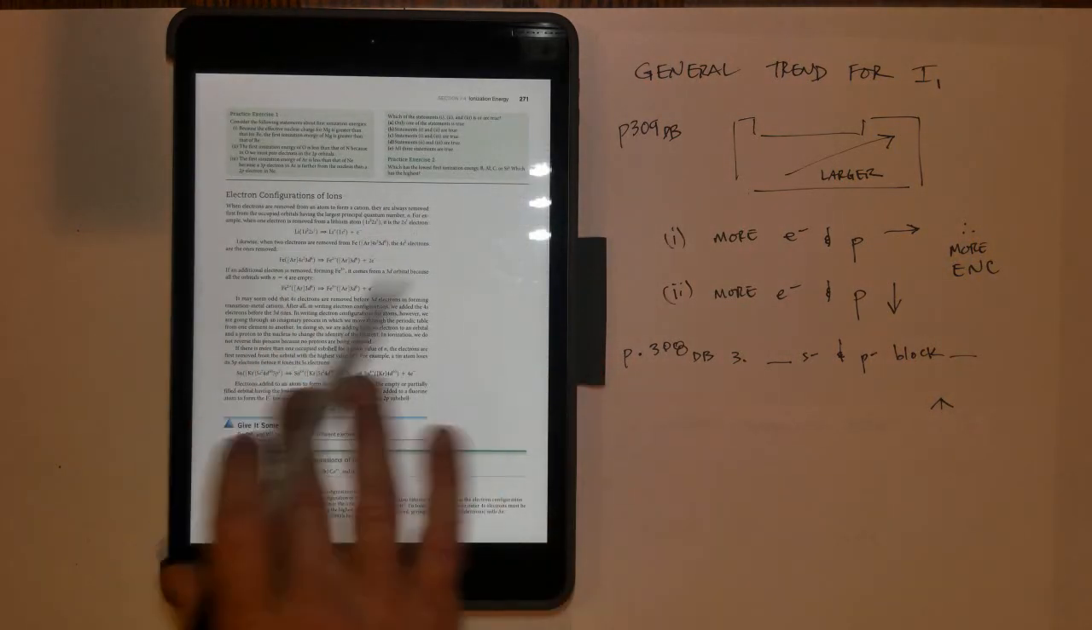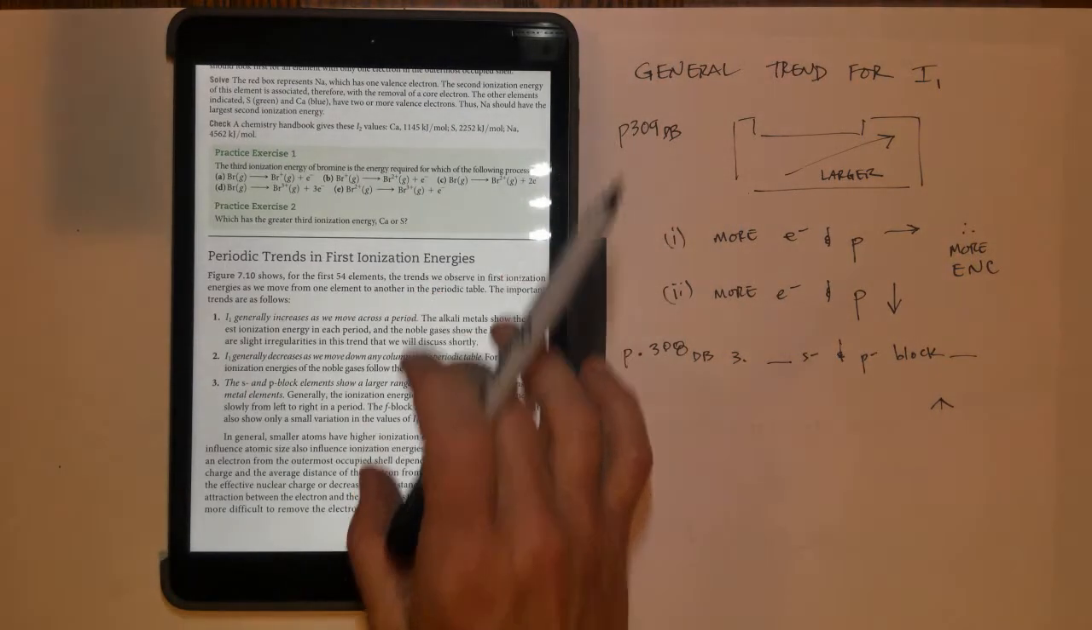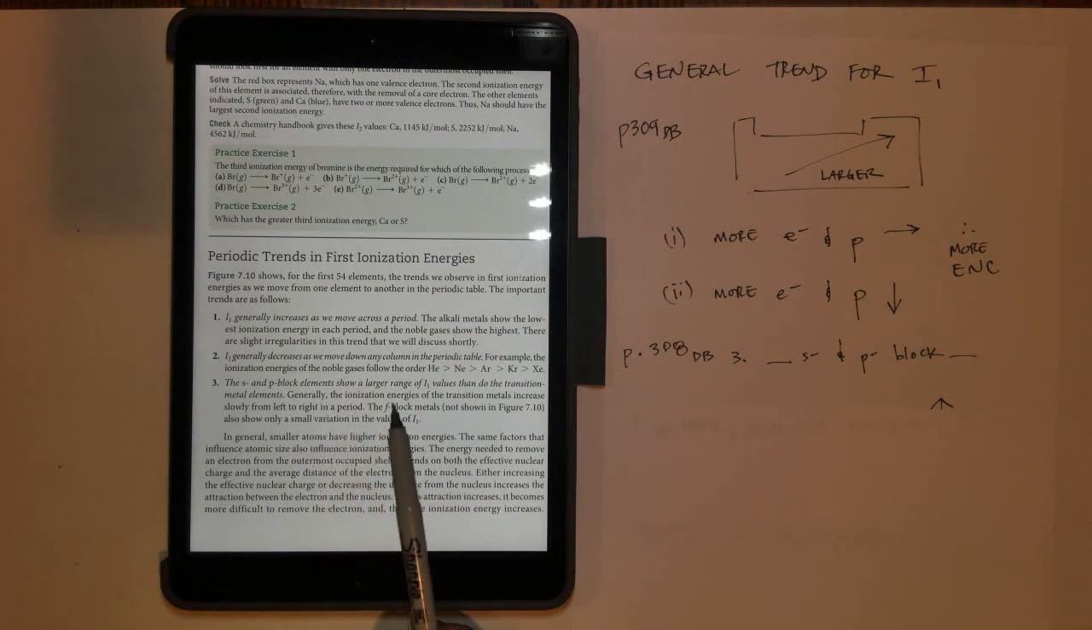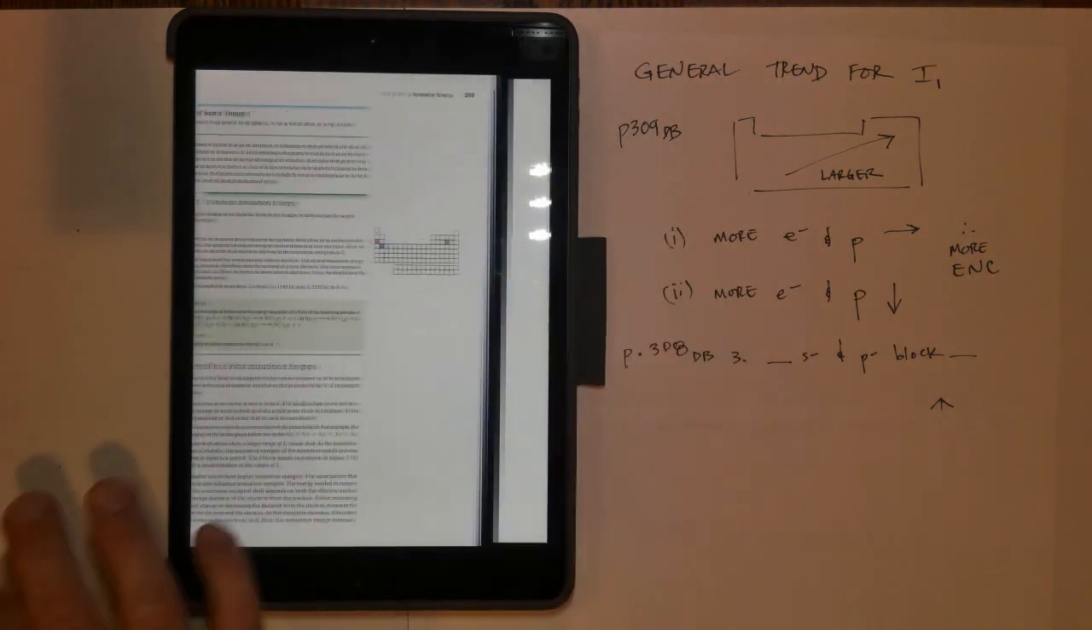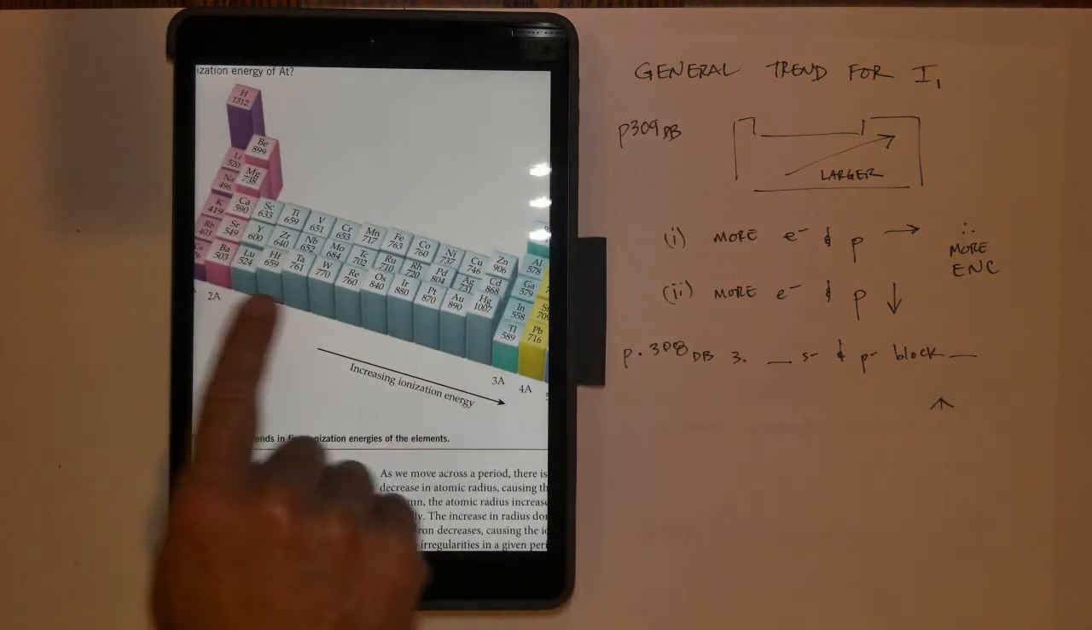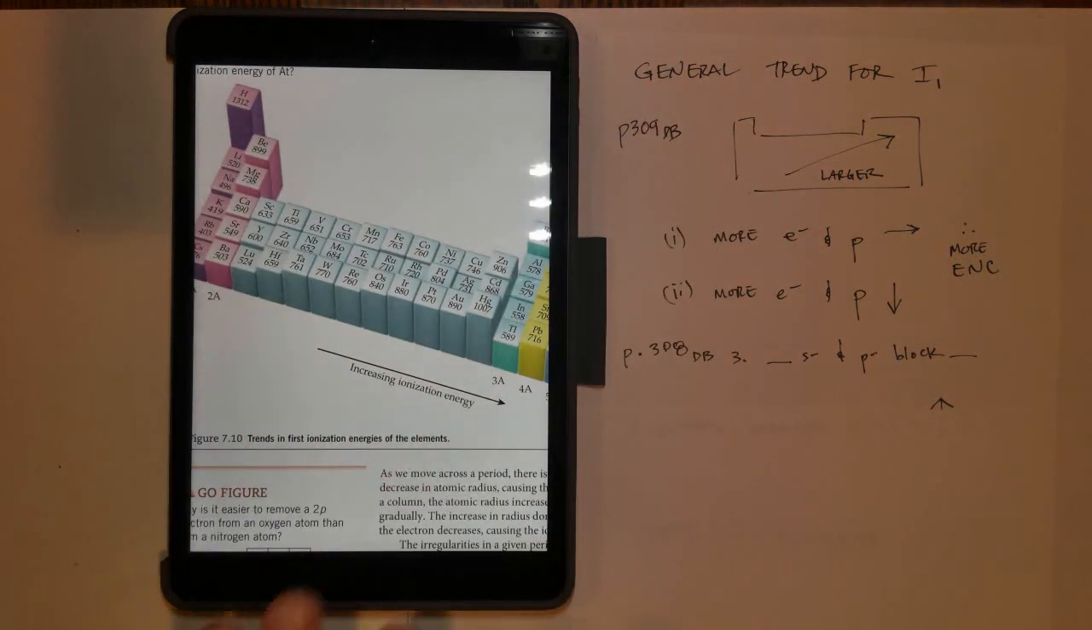So here's a couple of rules to go by. The S and P block elements show a larger range of ionization energies than do the transition metal elements. Generally, the ionization energies of the transition metals increase slowly from left to right across the period, and the F block metals, which are not shown in the diagram, also show only a small variation. You can see that here: this D block doesn't show a lot of difference because their D orbital electrons are not the ones that usually participate in bonding like the S and P electrons usually do.